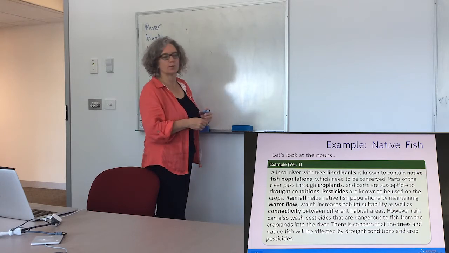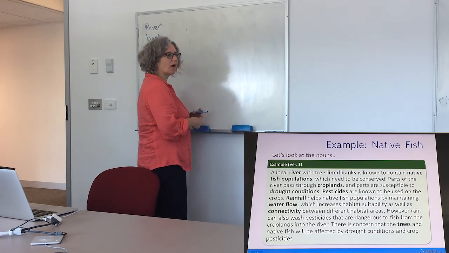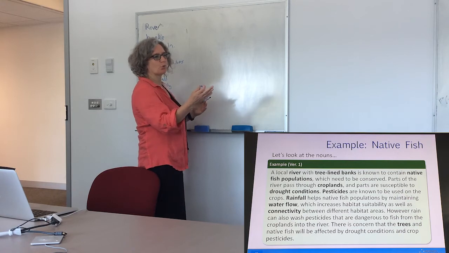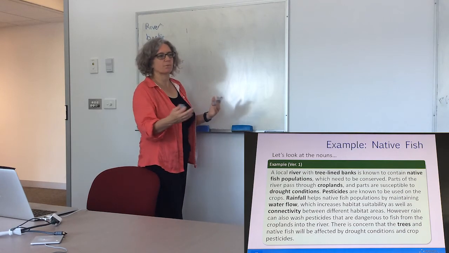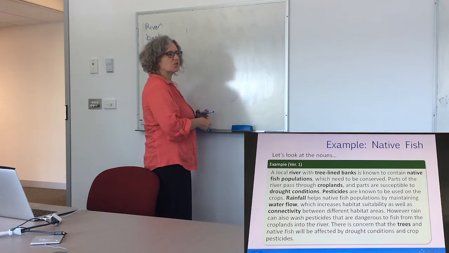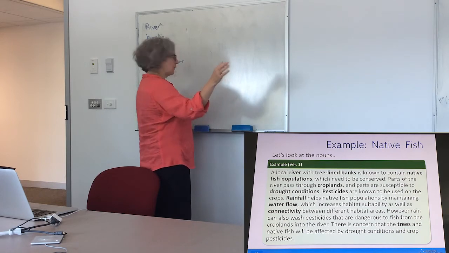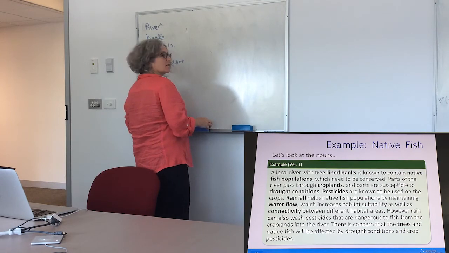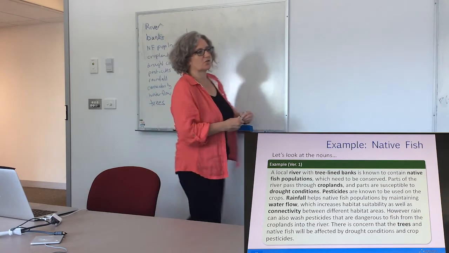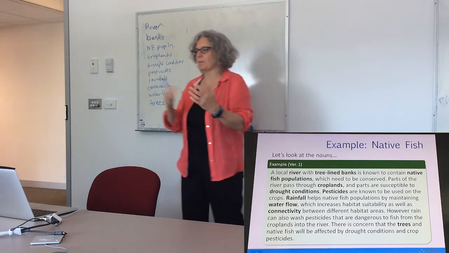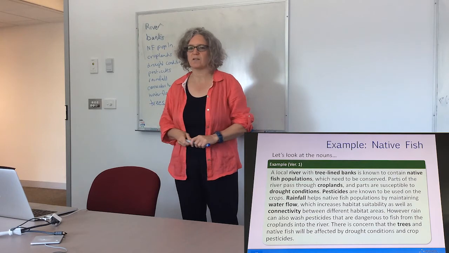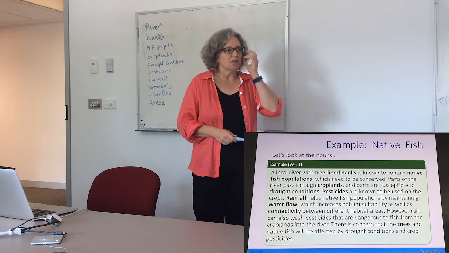I haven't even highlighted that. Rain. I've already got rainfall. I could have rain as well. Is rainfall different from rain? Fish, river, croplands, and then we've got trees. And again, drought conditions and crop pesticides. So some of them are nearly synonyms or slightly different ways of saying the same thing.